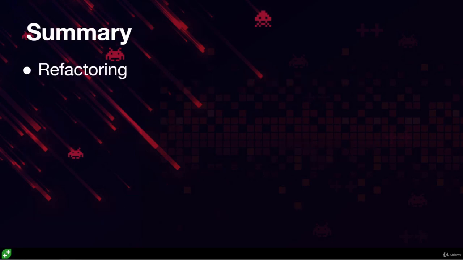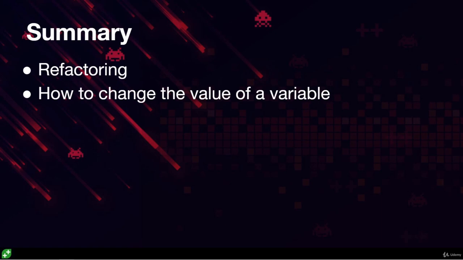So in summary, we learned about refactoring and how we can use functions to replace some of our code to make it more reusable. And we learned how we can change the value of a variable outside of a function by returning a value and using the assignment operator to take that return value and assign a value to our variable. We're going to do some refactoring in the next video. Stay tuned.